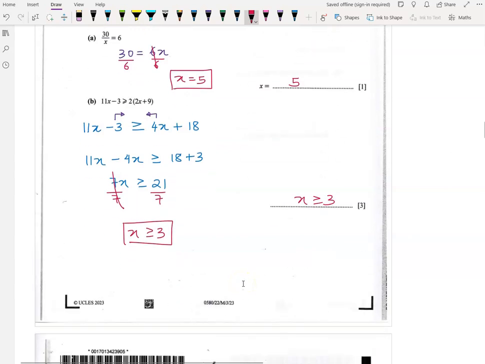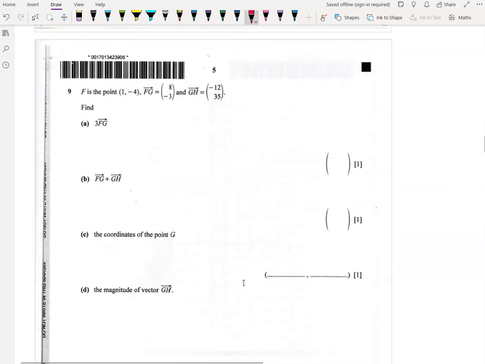Moving to the next question, question number 9. F is a point (1, minus 4), vector FG is (8, minus 3), vector GH is given (minus 12, 35). Part A, find 3 times vector FG. So it is 3 times FG, which is (8, minus 3). So you multiply 8 times 3 is 24, and 3 times minus 3 is minus 9. So the first answer is (24, minus 9).